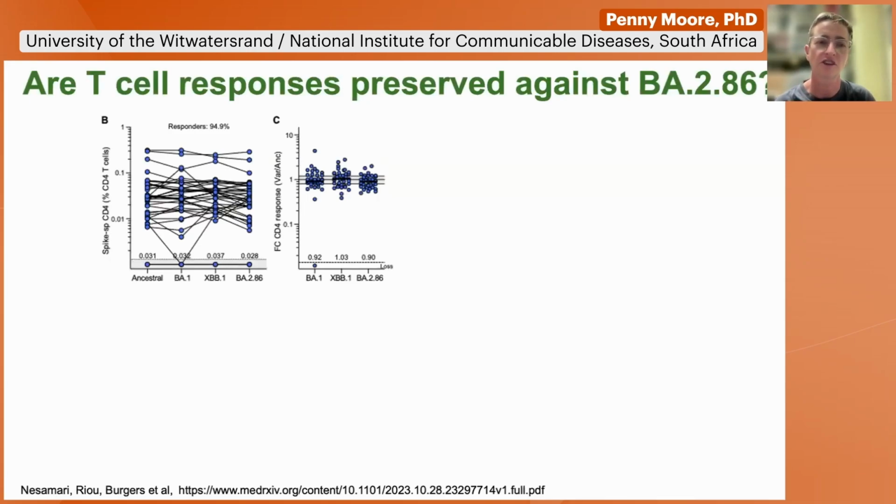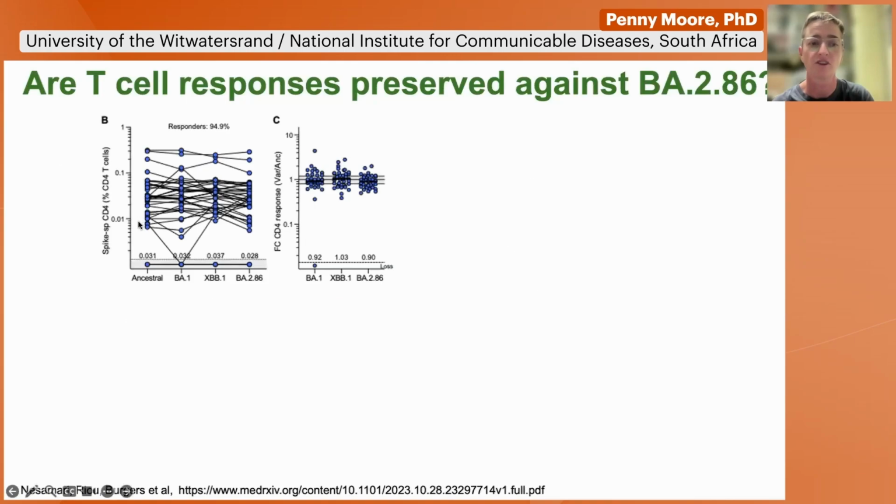But essentially it shows that when you compare T cells to the ancestral variant, this is CD4 T cells in blue, and you go all the way along and compare them to BA.2.86, there's not a big drop-off in activity here. And panel C shows you the same thing. That's the fold loss, and you can see that there's not a lot of difference between CD4 T cell responses to BA.2.86 compared to the ancestral strain.